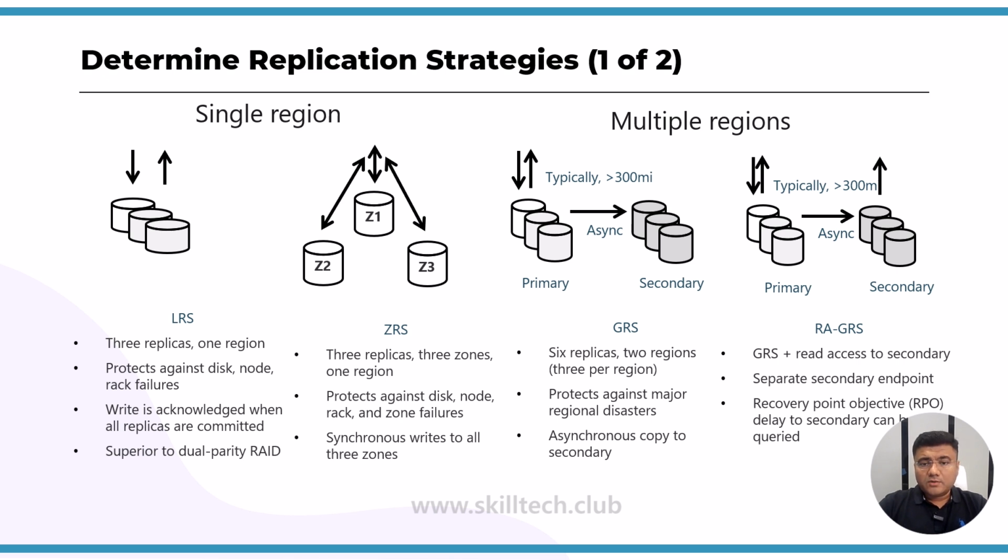Now, when you configure this, even if you get a regional failure and the whole region with multiple data centers goes down, your data is still going to be safe in the other region, which is 300 miles away. If you want to associate read access with GRS, you can go with RAGRS, which basically gives you everything that is in GRS plus read access available on the secondary region. And that is what RAGRS is all about.